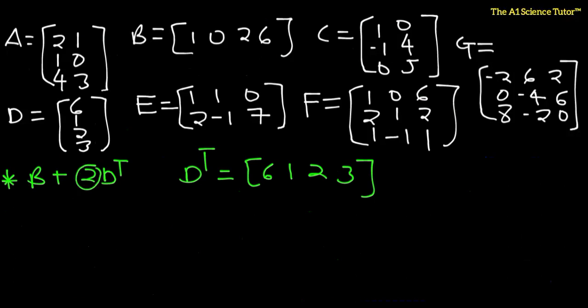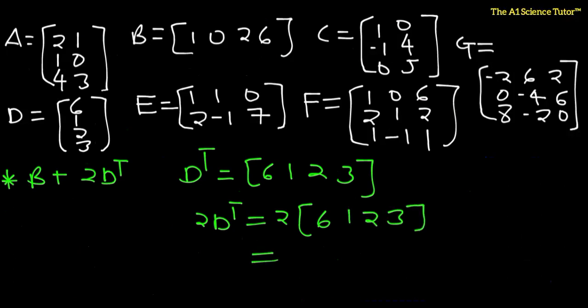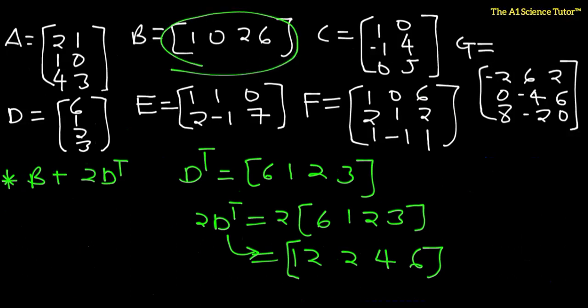Now we need to multiply 2 as a scalar by this vector. Bear in mind, a vector is actually a matrix, so that comes off easy. So this is going to be 2D transpose. Now if we multiply this, this is going to give us 12, this gives us 2, this is going to give us 4, and here we have 6. So this is 2D transpose, and we need to add it to B. So this is the matrix B. As you can see, the matrix B is of the same form as 2D transpose, which actually works.